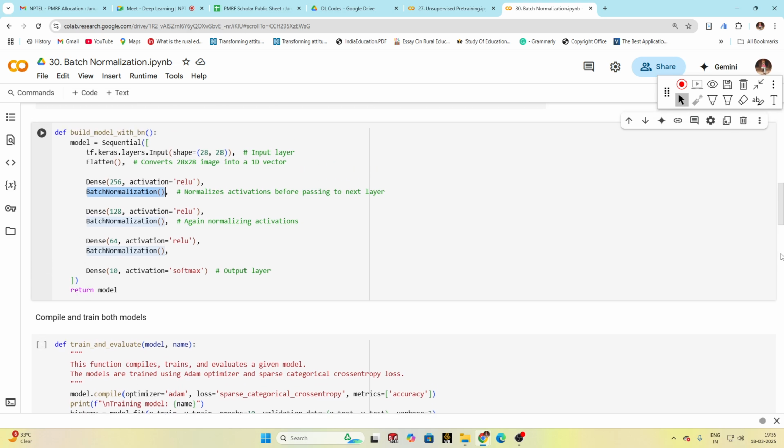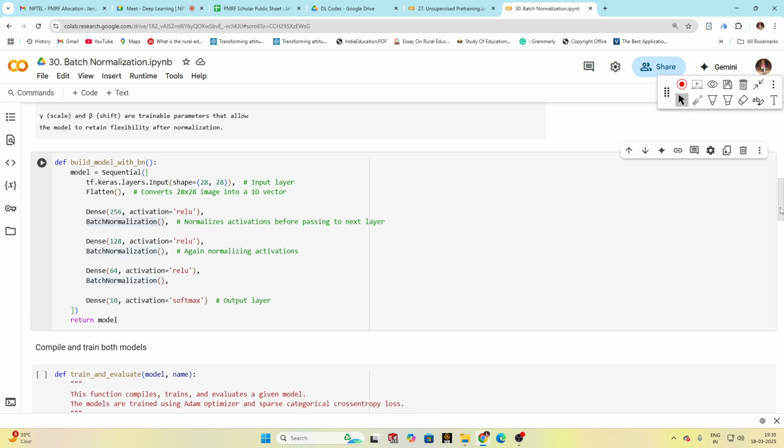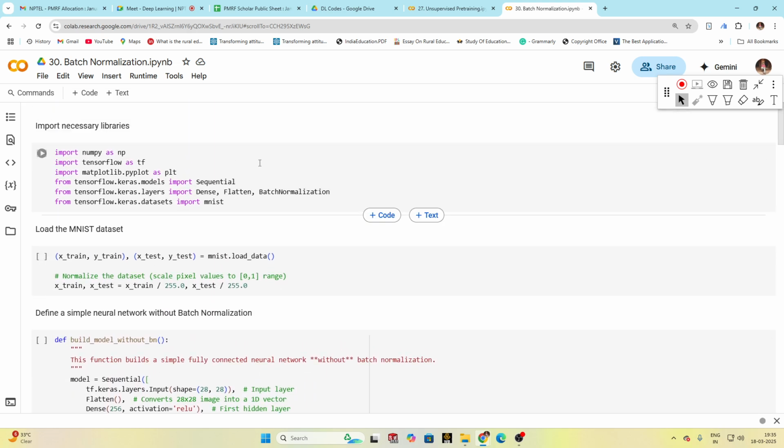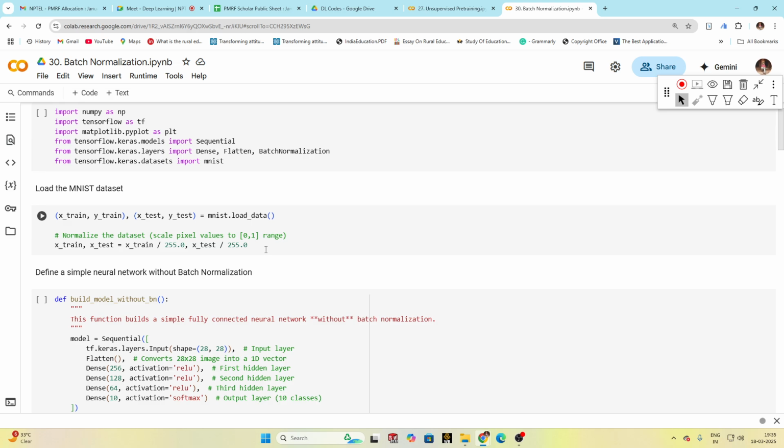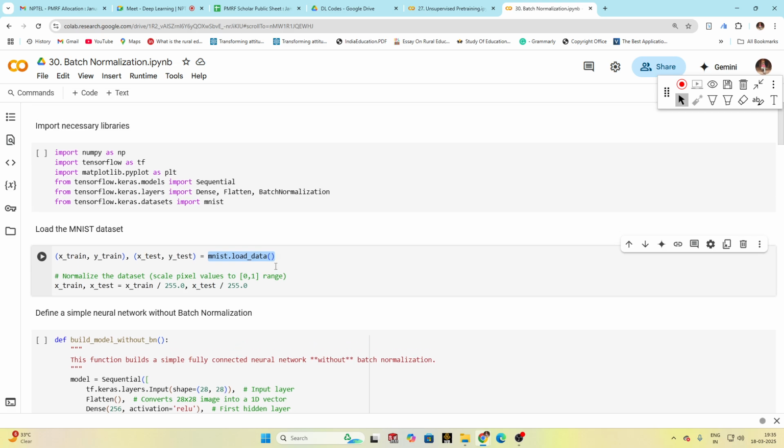You can just copy the code to your drive. There will be a copy to drive option, and you can run this code and get the results. You can also try different datasets. I have tried the MNIST dataset; you can try other types of dataset, like the Olivetti faces dataset, in which you get face images, etc.